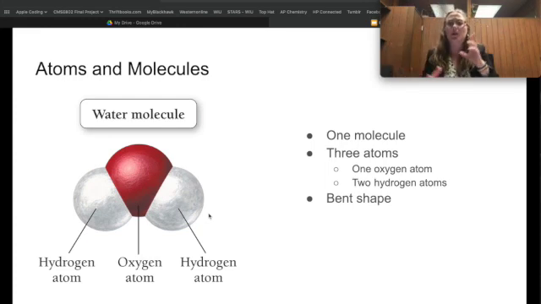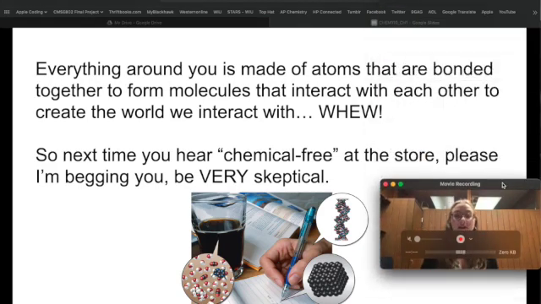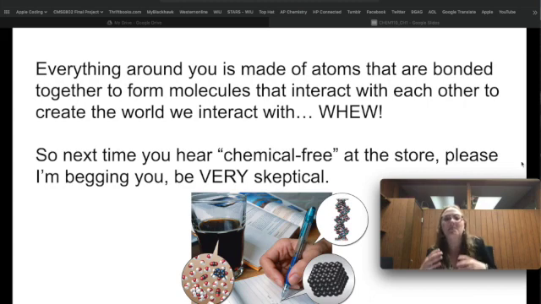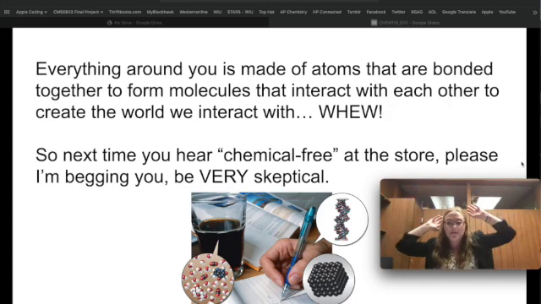We can see that when we add those atoms together, molecules are maybe going to behave a little bit differently than those individual atoms might have. And so we've got 3 atoms making up 1 molecule here. So those are just some definitional terms. Here's a more visual version of what I mean by atoms and molecules. What I want you to remember is that everything around you is made of atoms that are bonded together to form molecules. Those molecules interact with each other to create the world we interact with on this big, broad scale that then makes the solar system, makes the galaxies that make the universe.